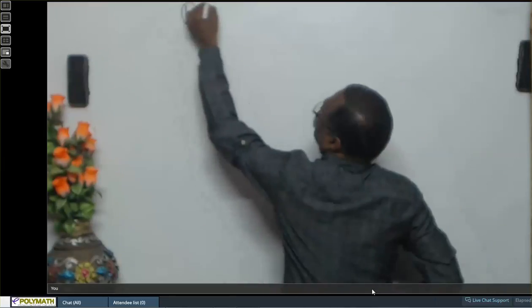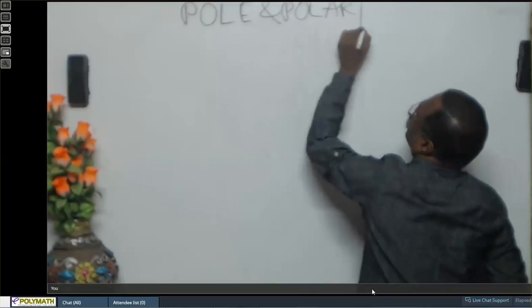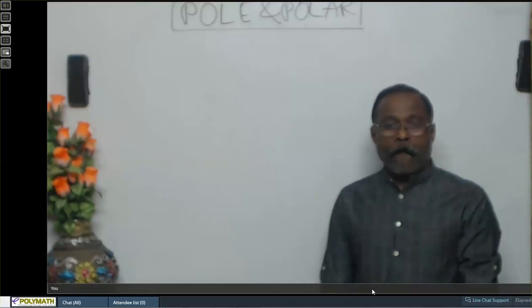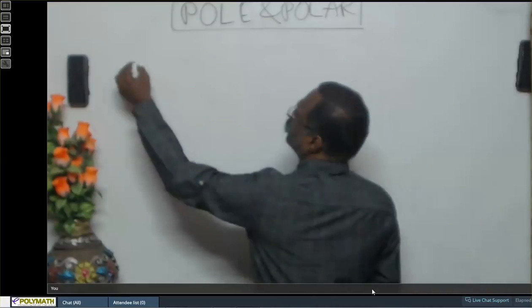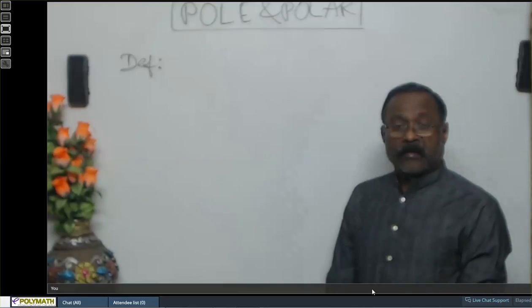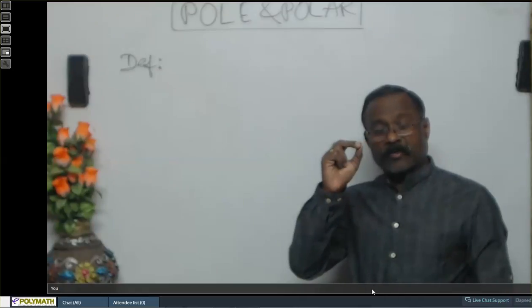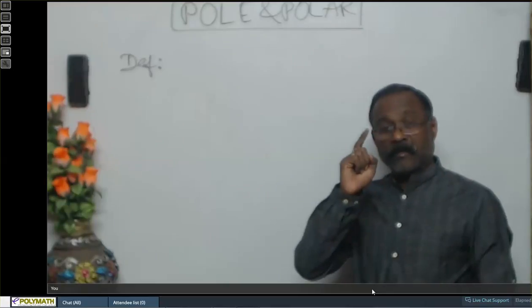Let us see the concept of pole and polar. The definition of pole and polar is the locus of point of intersection of tangents.